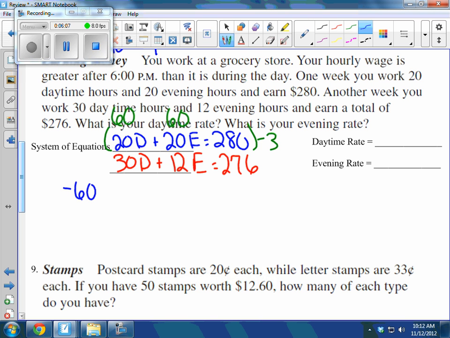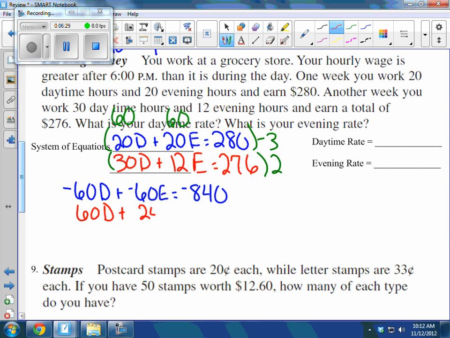So 20D becomes negative 60D, 20E becomes negative 60E, and when I multiply with the 280, I get negative 840. And on the second equation, I'm going to take everything times just a positive 2. And when I do that, 30D becomes 60D, 12E becomes 24E, and my 276 becomes 552.